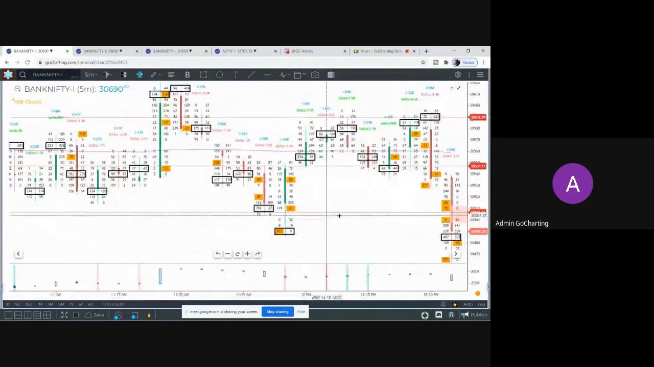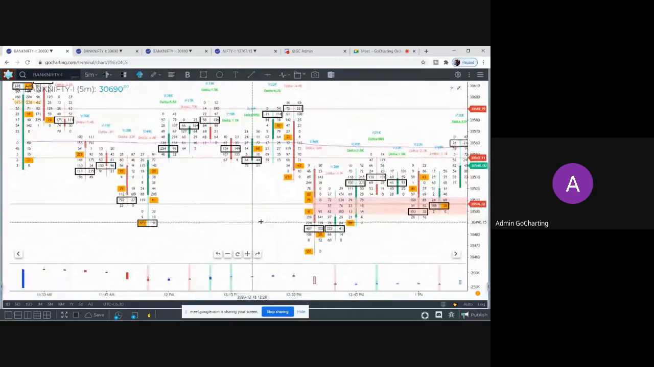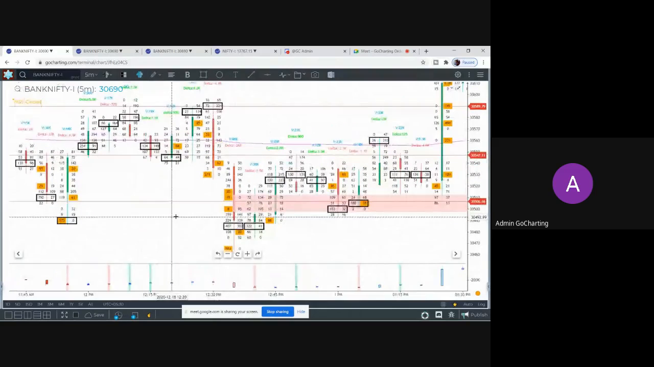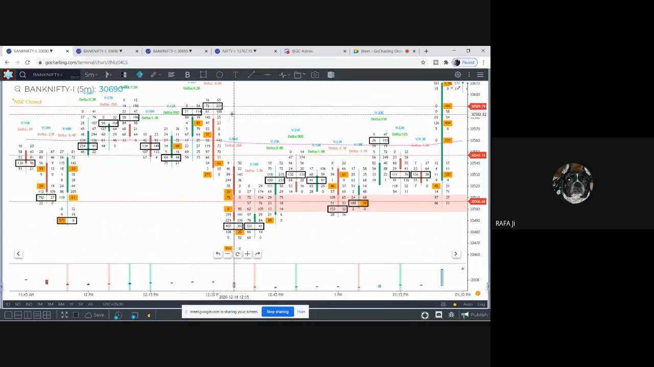So Rafaji, so this is how we kind of interpret a combination of volume profile and imbalance or order flow chart. How does something like market profile come into the picture here?